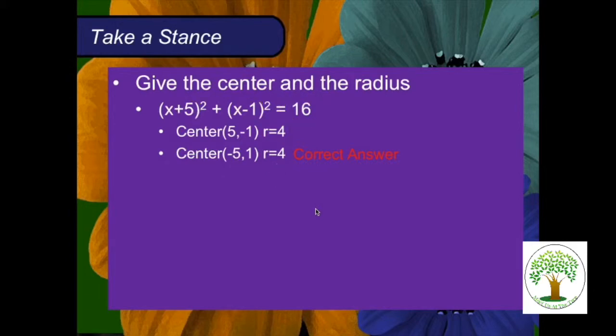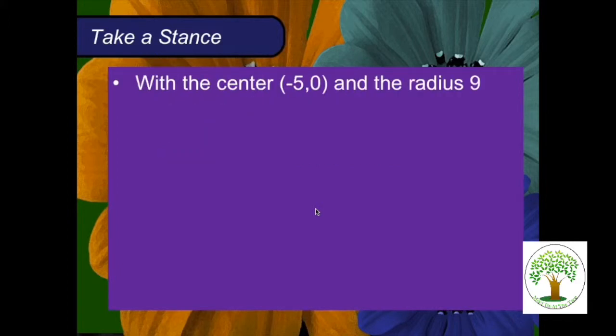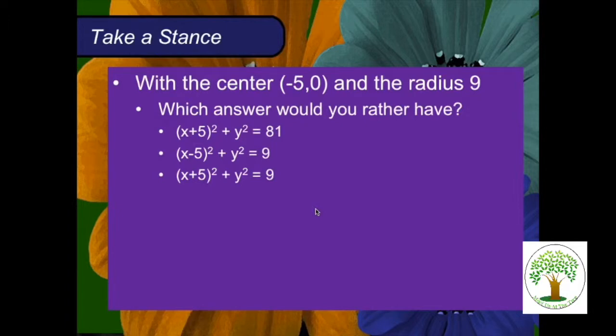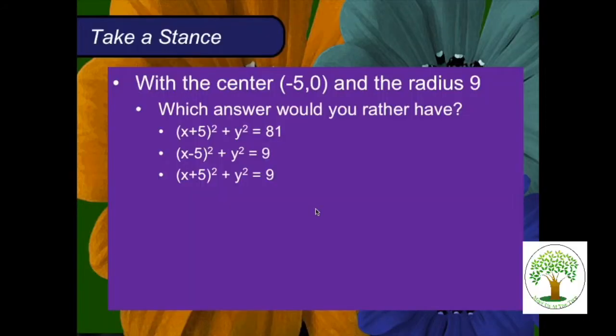All right, here's another geometry take a stand. I want to know the equation for this. Take a stand. Is it A, B, or C? How many know the answer? Is it A, B, or C? A. The only one that can be because of the 81. Yeah. Because of the 81, we're going to have to. But let's make sure. Why is there nothing with a parentheses? Because it's a 0. That's right.